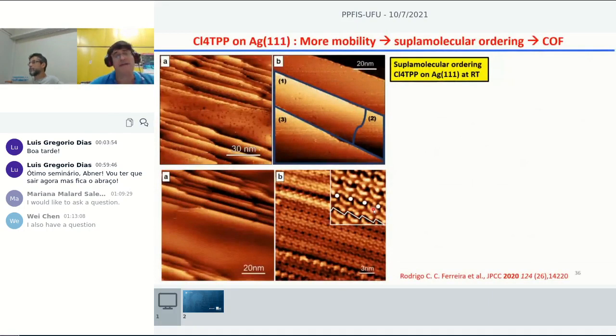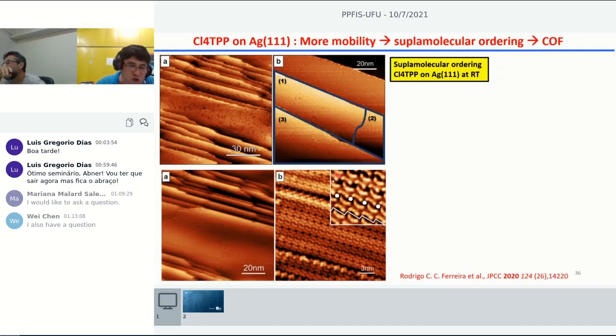And then we said, okay, let's try to put the same molecule on silver. Silver has less reaction. We start to see when we deposit a few molecules, instead of seeing isolated molecules, we never could see isolated molecules. They travel a lot on the surface. They go to the step edge, and they start to grow regular structures from the edge. We can see here in the image. If you put a lot of molecules, then we cover the complete surface with an ordered array of molecules. Here we can see in a large image everything is covered.